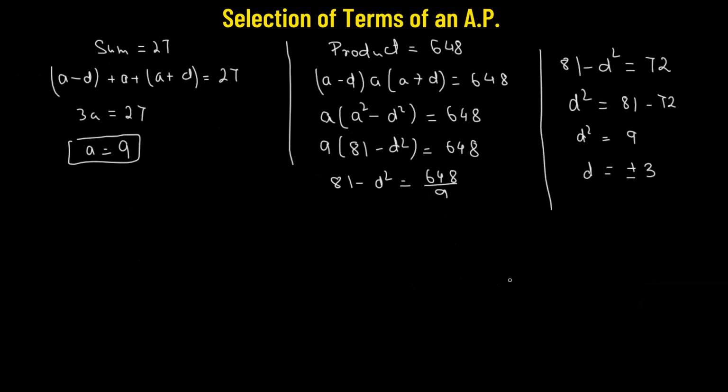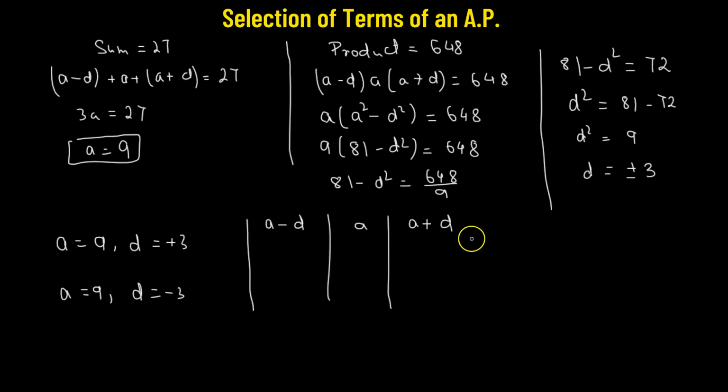So a value could be 9 and d value could be positive 3, or we can have the other case where a is 9 and d is negative 3. Using these two, we will find the value of a minus d, a and a plus d, which will help us find the three numbers. So we have a minus d, that means 9 minus 3 is 6. Then we have 9, and 9 plus 3 is 12. In the next case, we have a minus of minus 3, so this will be 12. Then we have 9, and 9 minus 3 will be 6.